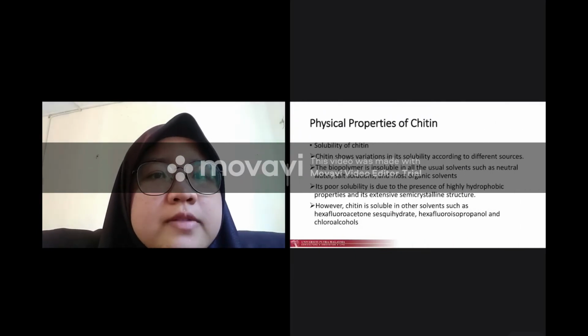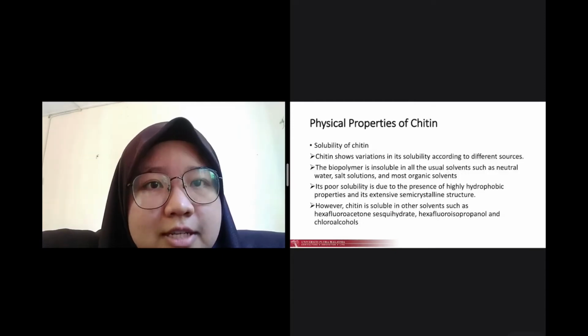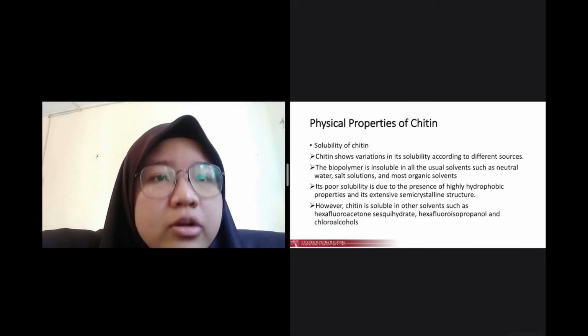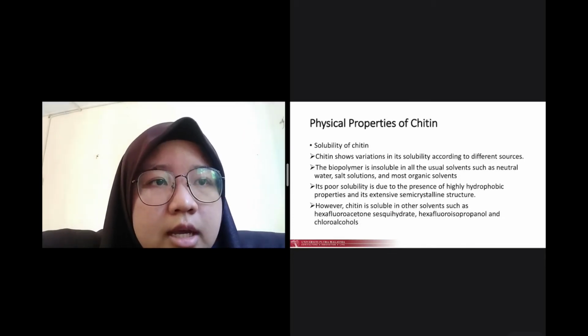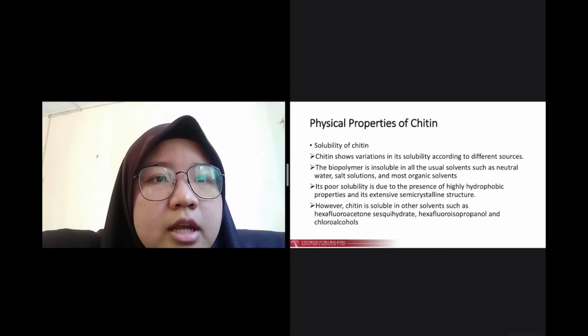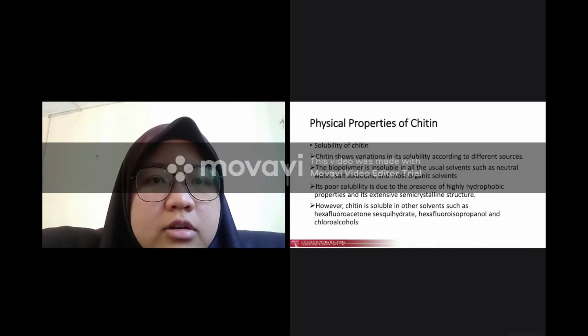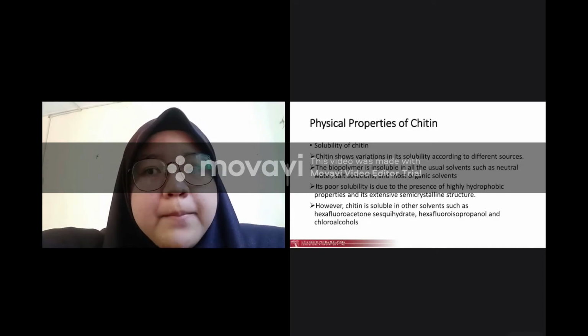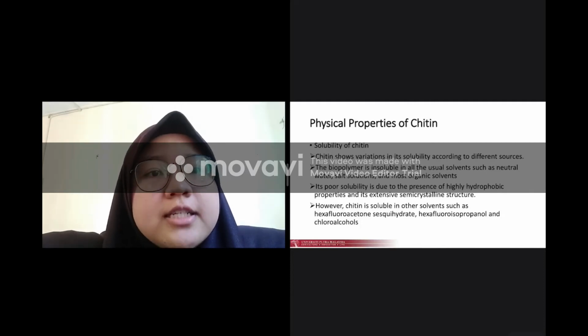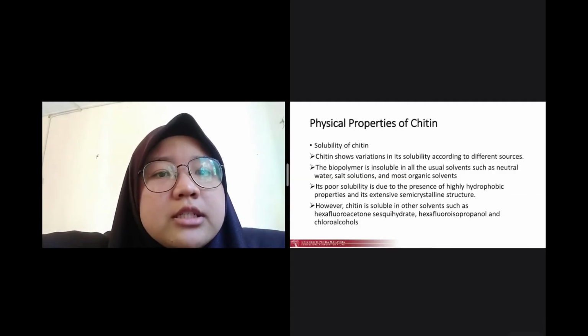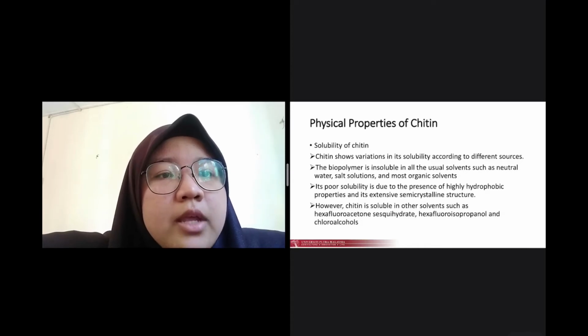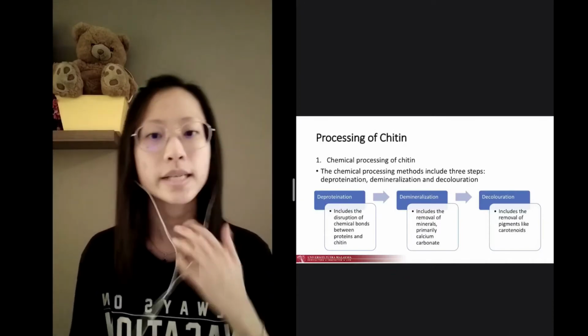The solubility of chitin shows variation according to different sources. The biopolymer is insoluble in all the usual solvents such as water and most organic solvents. Its poor solubility is due to the presence of high hydrophobic properties and its extensive semi-crystalline structure. However, chitin is soluble in other solvents such as hexafluoroacetone, hexafluoropropanol, and chloroalcohols. Processing of chitin.